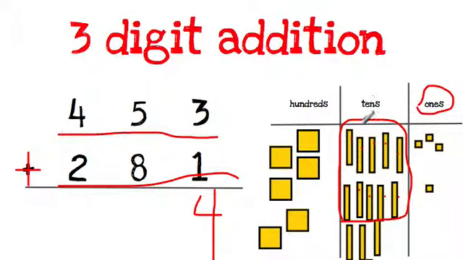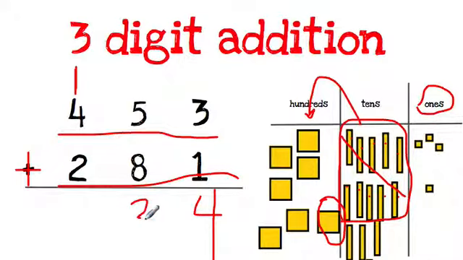And I go next door and I make another 100. So here's my new 100. I took these 10 tens and I made this 100 right here. So I'm going to draw my 100 right here. Then I can count my tens. 1, 2, 3. I have 3 right here. And now I count my hundreds. 1, 2, 3, 4, 5, 6, 7. So my answer is 734.